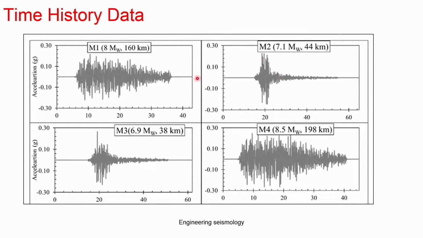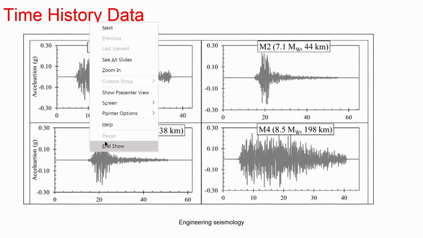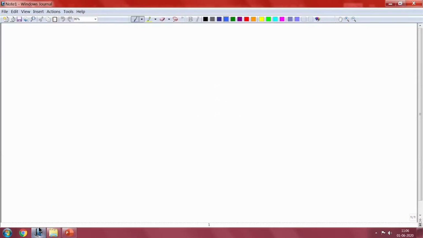This is what you can see. Some of these earthquakes have very long duration, and some have short duration. You can also link this with the distance in kilometers. For example, for magnitude 8 at 160 and 198 kilometers, you can see a long record; this is a larger duration record. Similarly, for 44 and 38, you can see it is a short record, but the amplitudes are high. Depending upon the site where you record the data, you will get your duration and amplitude accordingly.